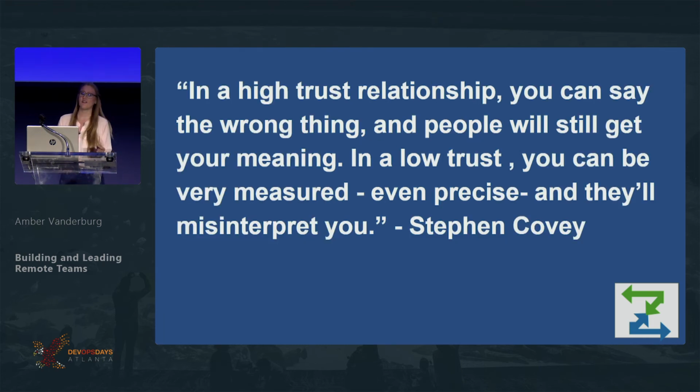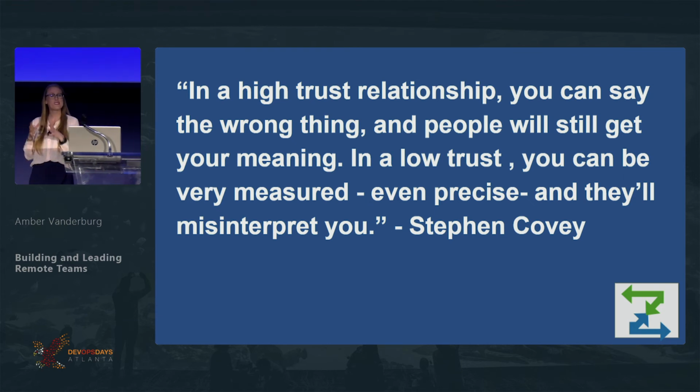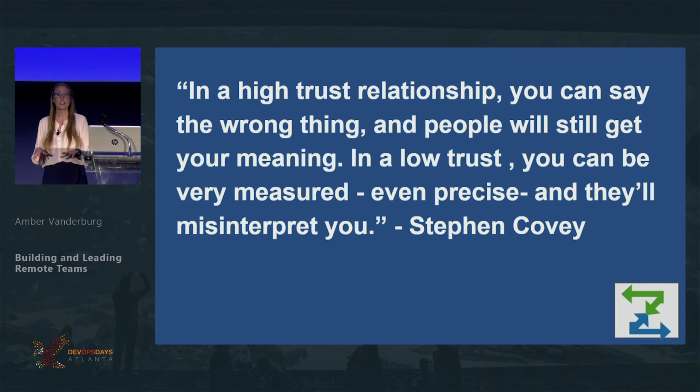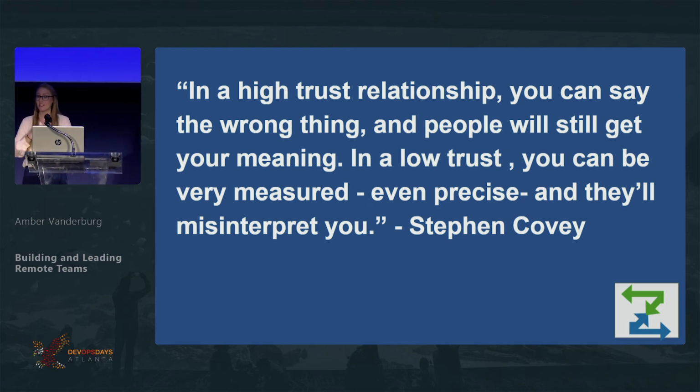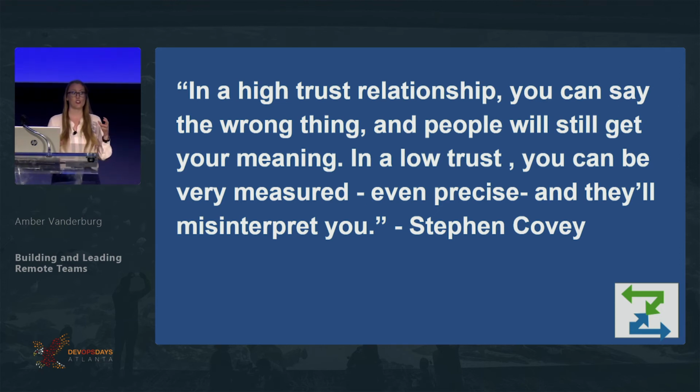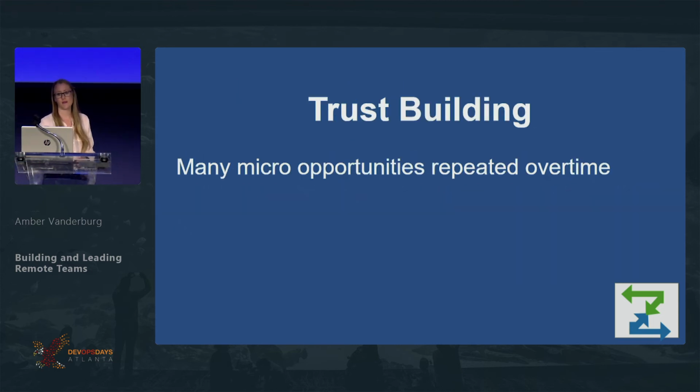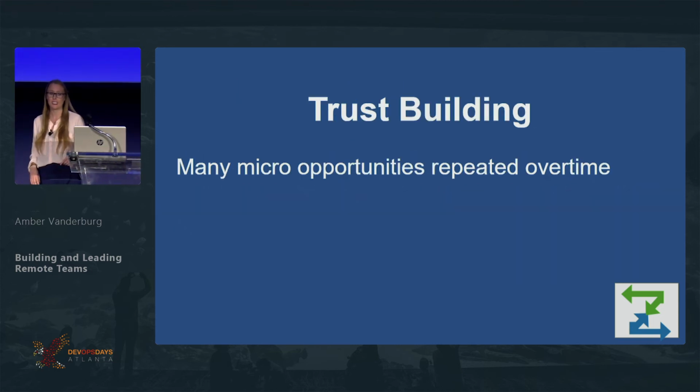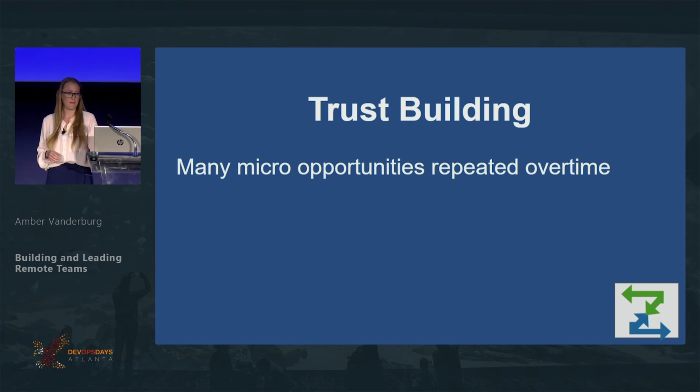I love this quote by Stephen Covey. He writes that in a trusting relationship, you can say the wrong thing and people will still get your meaning. But in low trust, you can be very measured, even precise, and they can misinterpret you. So we need to be very intentional. These are quick habits that we can implement within our remote teams to create that trust. Trust is small movements repeated over time. Many micro opportunities repeated over time.